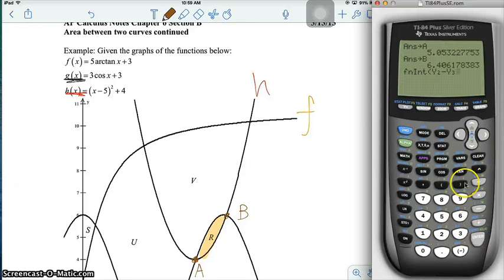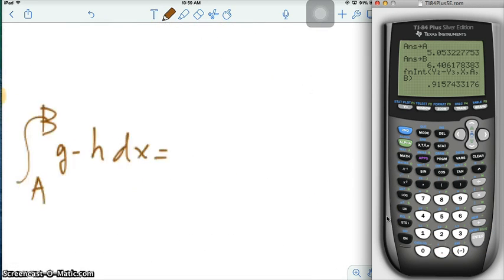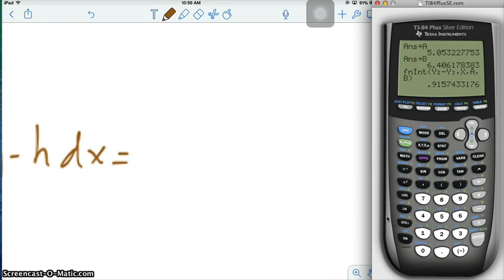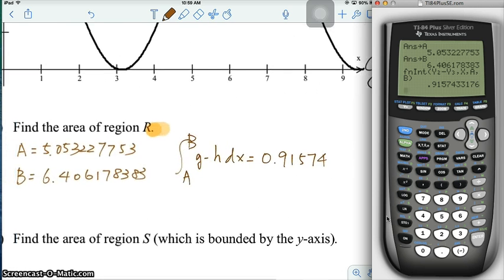Function number 3 with respect to x. The lower limit is A, so I'm going to recall A, comma, and the upper limit is B, so I'm going to recall B. Close parenthesis, push enter, and voila, answer. Cool, huh? Life is too easy. Okay, 5, 7, 4, let's leave it like that. So that will be the region.